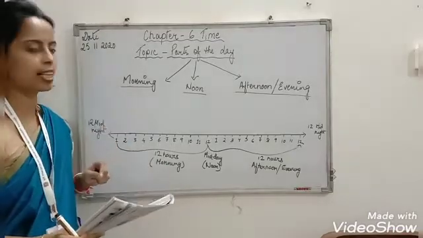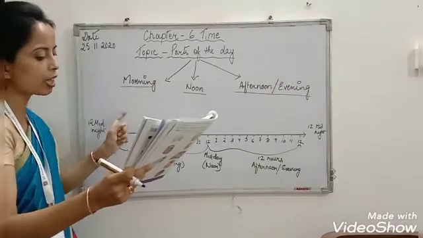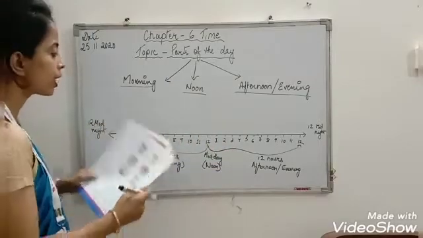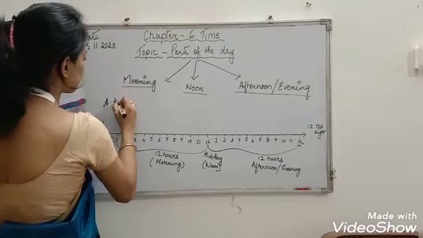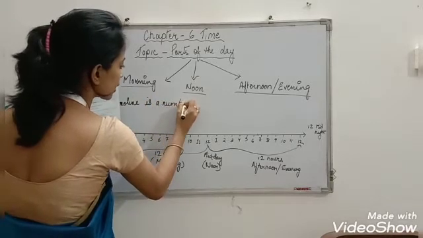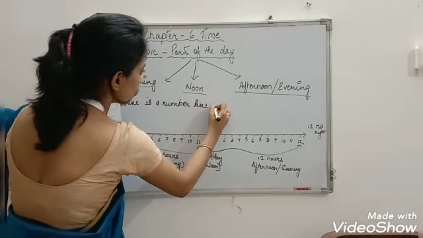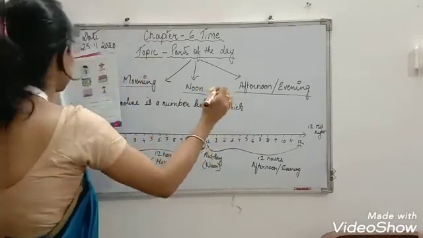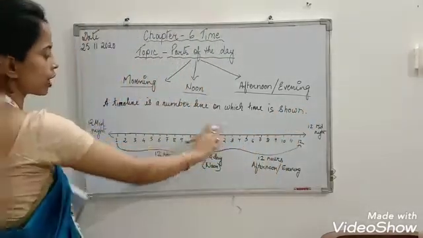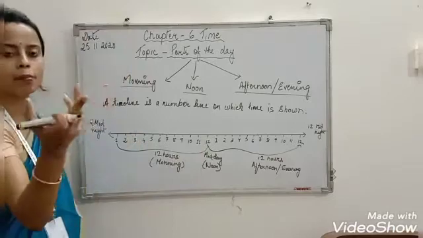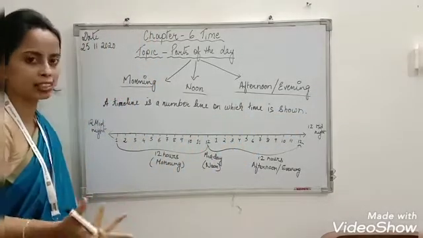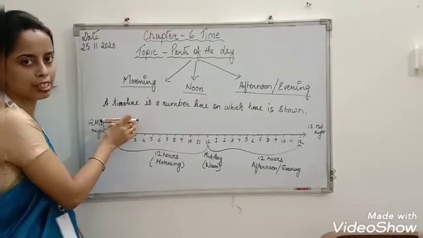Now, let us understand the parts of the day with the help of a timeline. This one is a timeline. A timeline is a number line on which time is shown. So now we will understand the parts of the day with the help of a timeline.